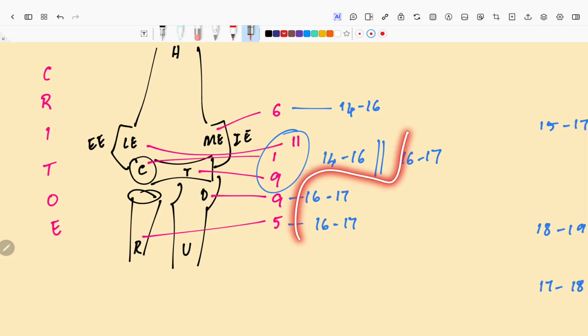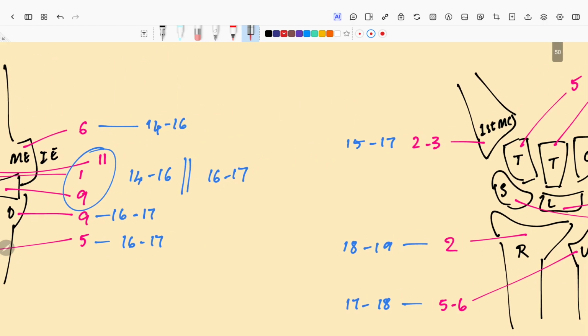So you can remember roughly that all the bones forming the elbow joint fuse by 16 to 17 years of age. This is a non-growing end for all of these three bones.